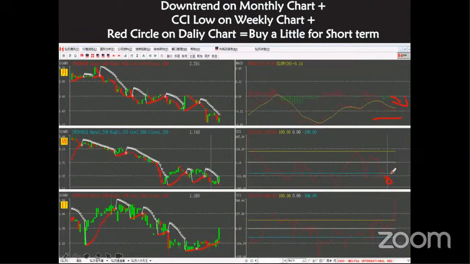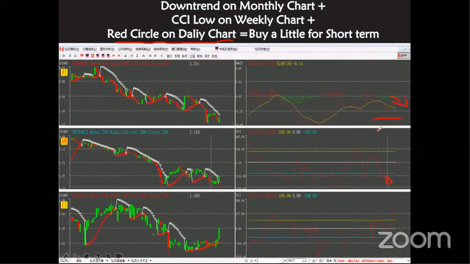But once it breaks out of the minus 100 line, then we see it is in the middle position, so it is still okay. So if a red circle appears on the daily chart, then we can buy a little bit for short-term trading, which means maybe it has the opportunity for a short to medium term rebound.